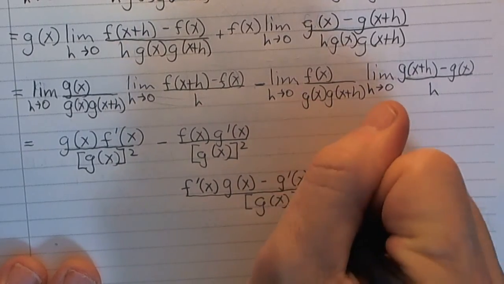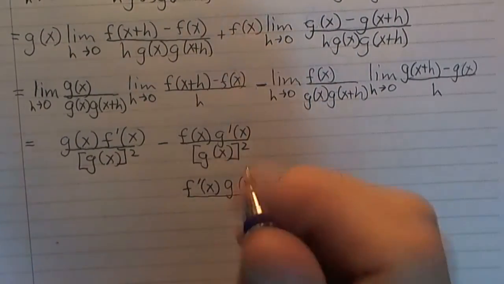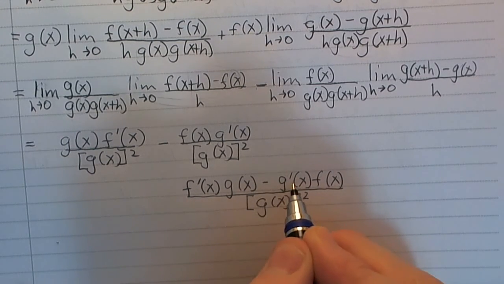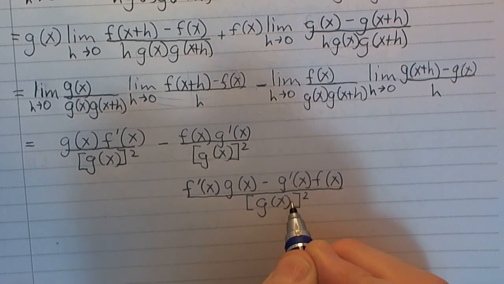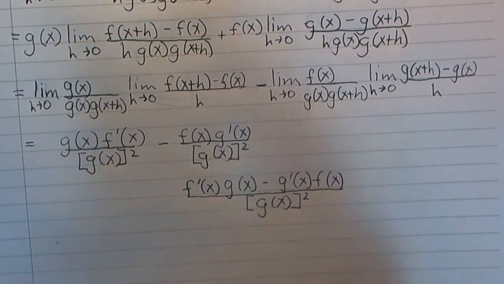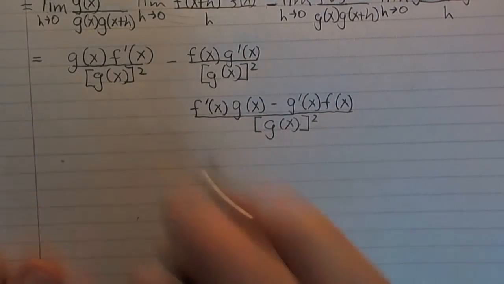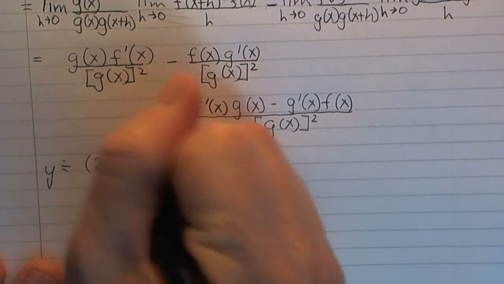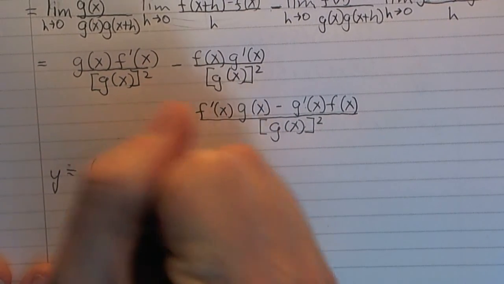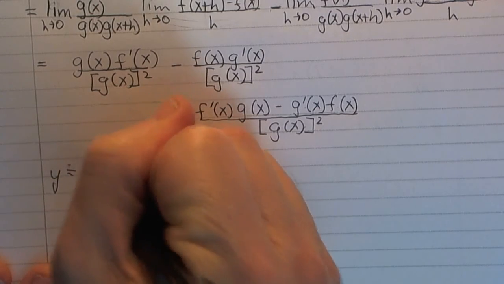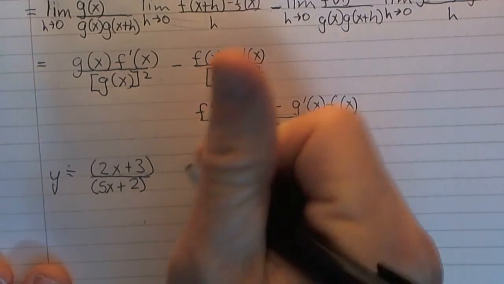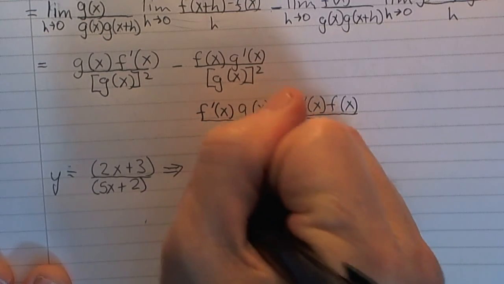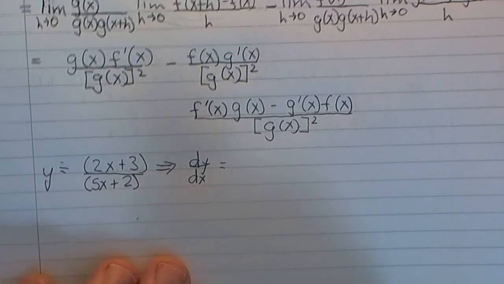And this is the quotient rule. Notice, we've got the derivative of the top times the bottom minus the derivative of the bottom times the top over the bottom squared. So let's see how this would work. So let's suppose we have 2x plus 3 over 5x plus 2. Okay? And we want to look at the derivative. Okay? Here goes the derivative.